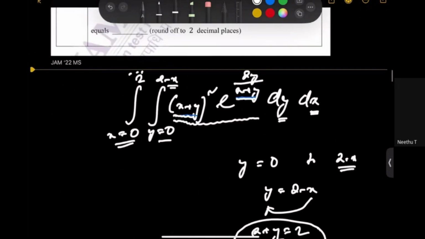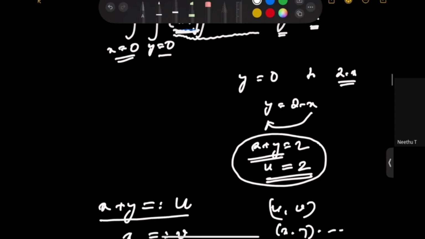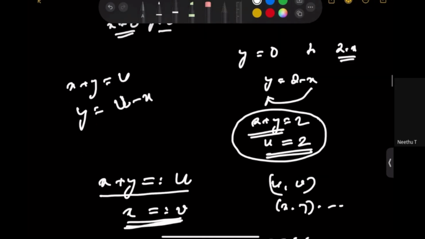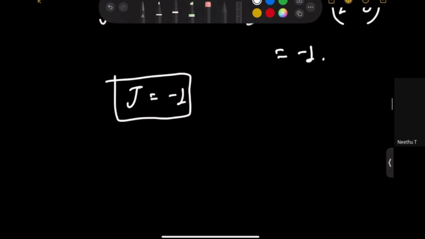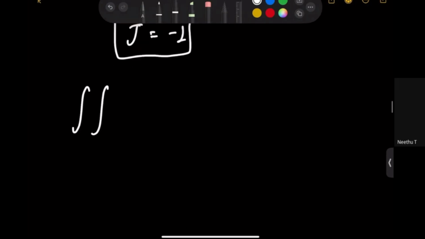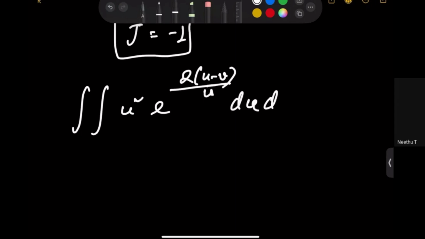So look at the function now. We have replaced x plus y by u. So what is this y now? If you replace x plus y by u, then y is equal to u minus x, and x was v, right? So y is nothing but u minus v. So if you apply the substitution, it will be u squared e to the power twice y, which is u minus v, by u du dv.